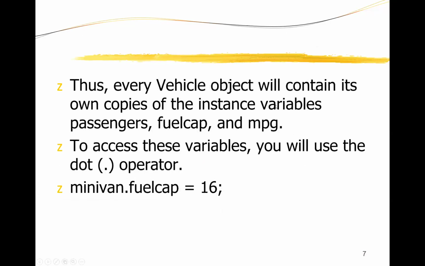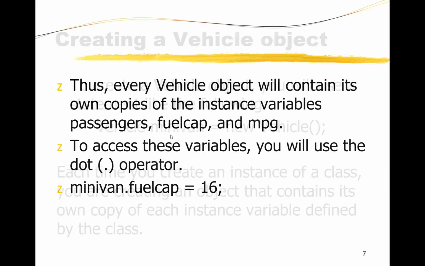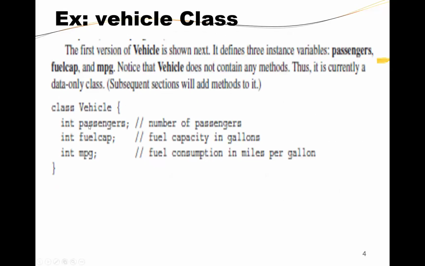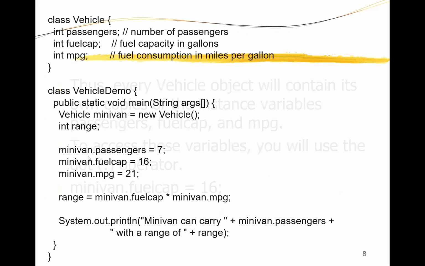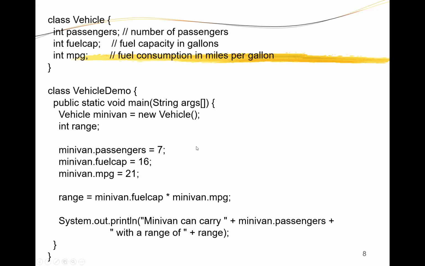And every vehicle object will contain its own copy of the instance variables. Right now, if we create a vehicle class with passengers, fuel capacity, and miles per gallon, and if you create two objects, each object has its own copy of passengers, fuel capacity, and miles per gallon.